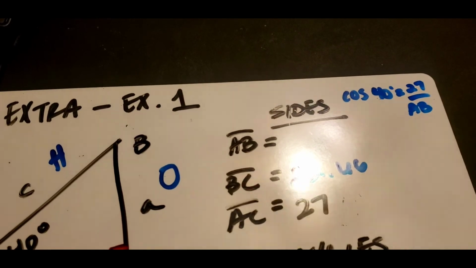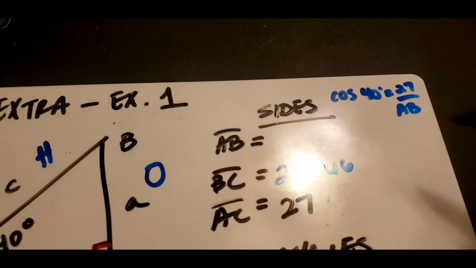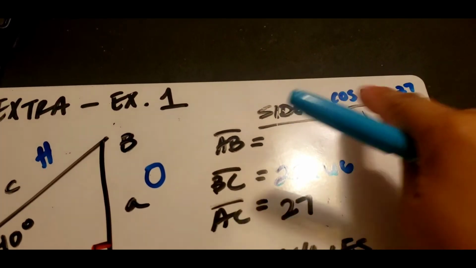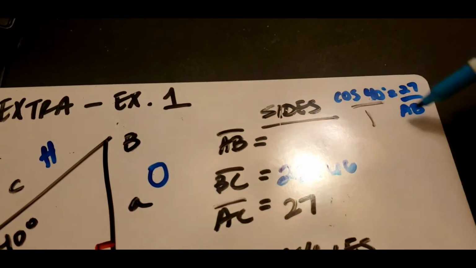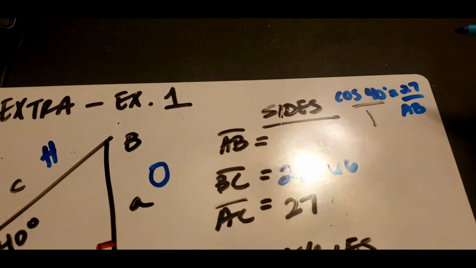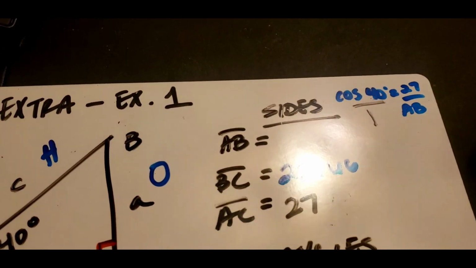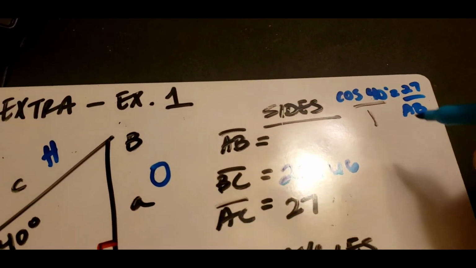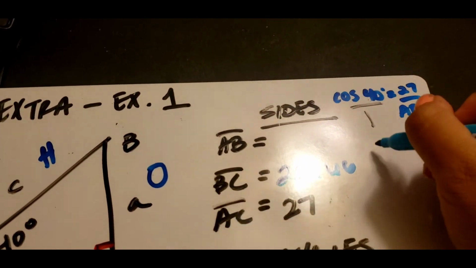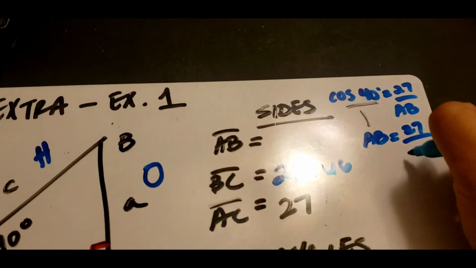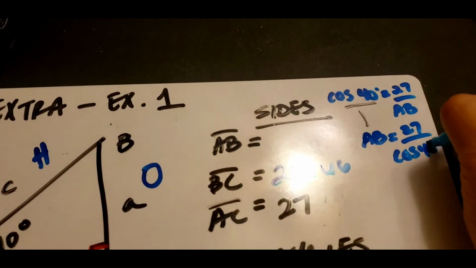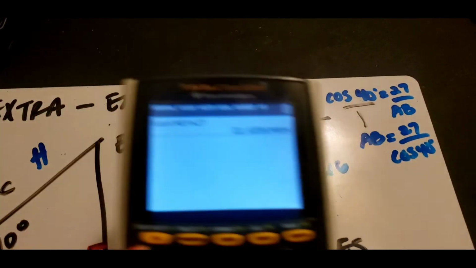Here's another trick. You could put the 1 underneath, but when you cross multiply, you're basically just going to switch these two. It's like a shortcut. If you don't get it, just cross multiply. But I already know this trick, so we're going to have AB equals 27 over cosine of 40. And that's what I'm going to put in the calculator.